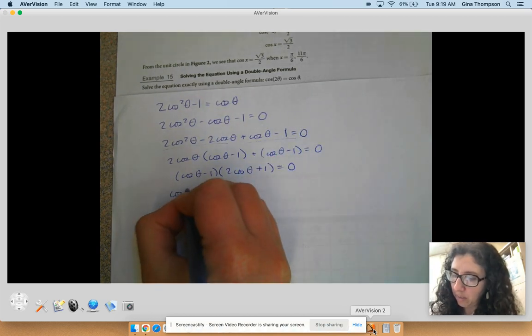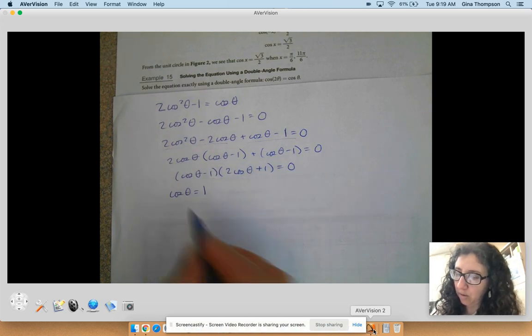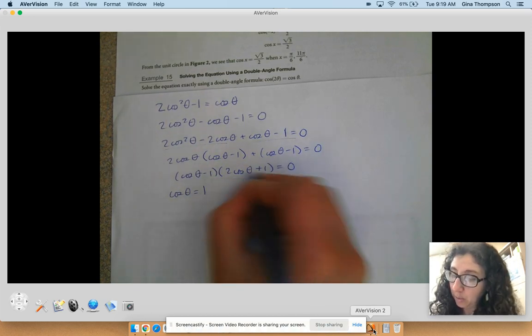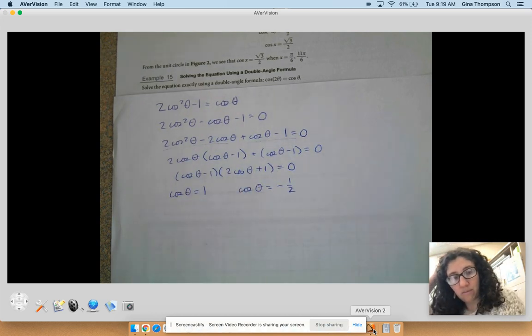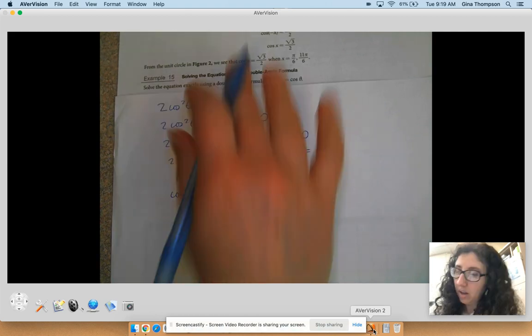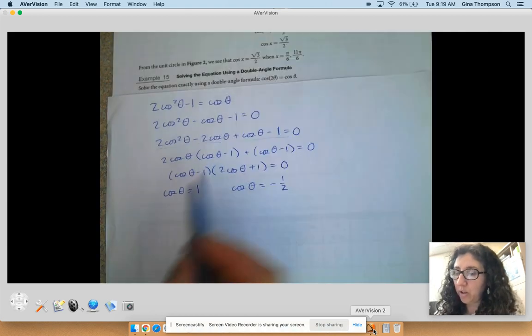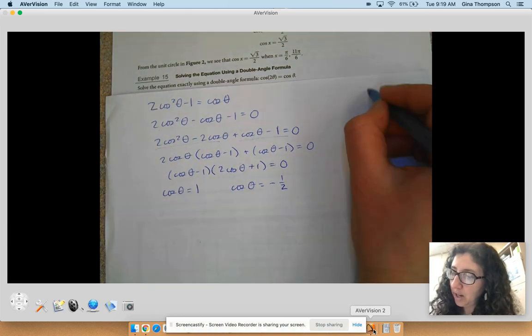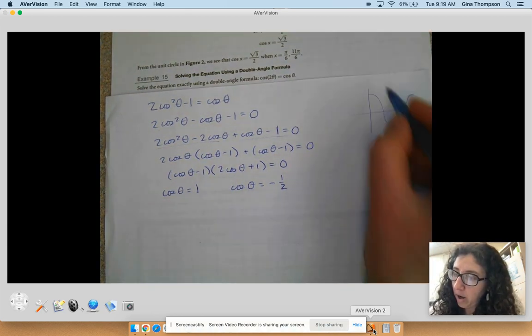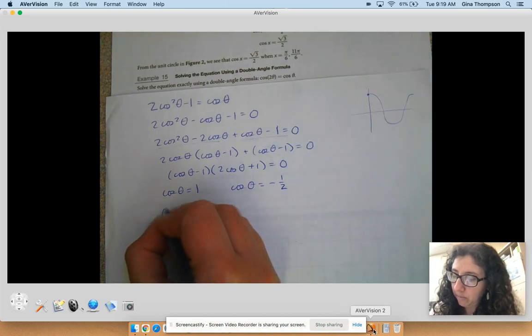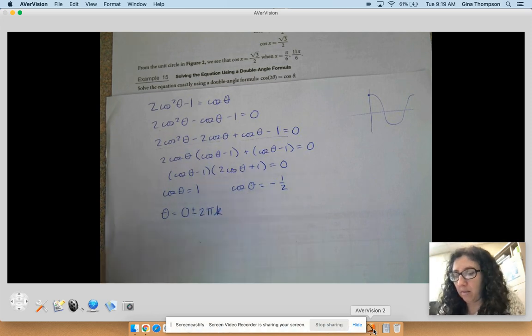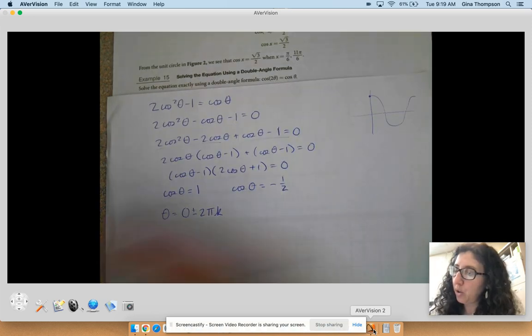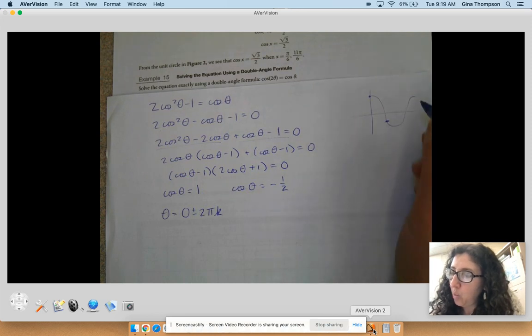Okay, cool. So now I'm going to split these up, set that equal to 0, so I get cosine theta equals 1. And if I set this equal to 0, I'm going to get cosine theta equals -1/2, right? They don't give us a restricted domain here, so they just want all the values. So let's see, cosine of theta equals 1 at 0 and at 2 pi, so it's going to be plus or minus 2 pi times k. And where's cosine theta equal to negative 1/2? Well, from our table, we get that that's at 2 pi thirds.